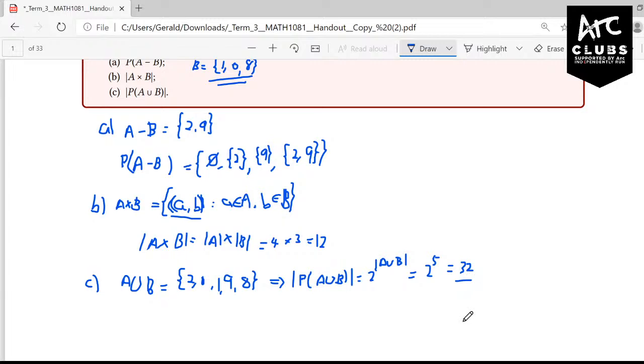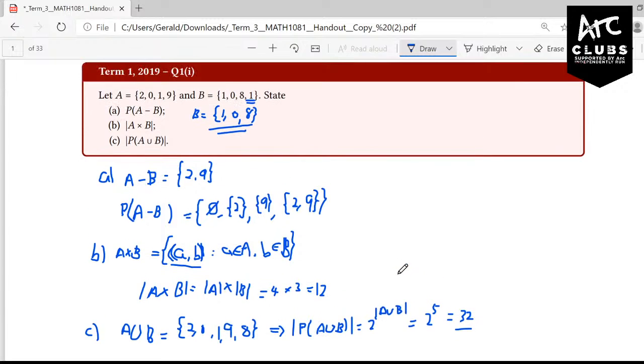Cool. Does anyone have any questions with this? I'm going to invest in a tablet, hopefully, so my writing doesn't become a mess. Okay, if no one else has any questions, that is pretty much it for this question.